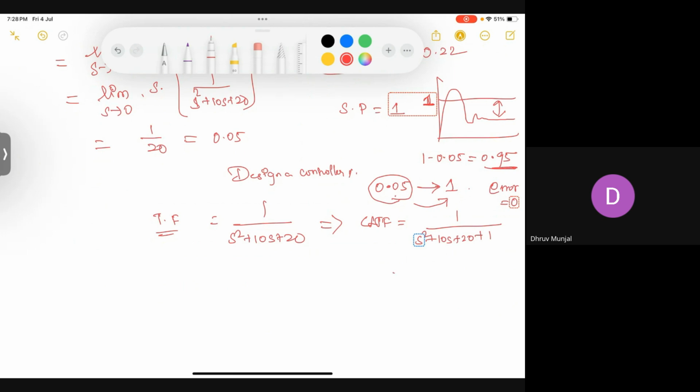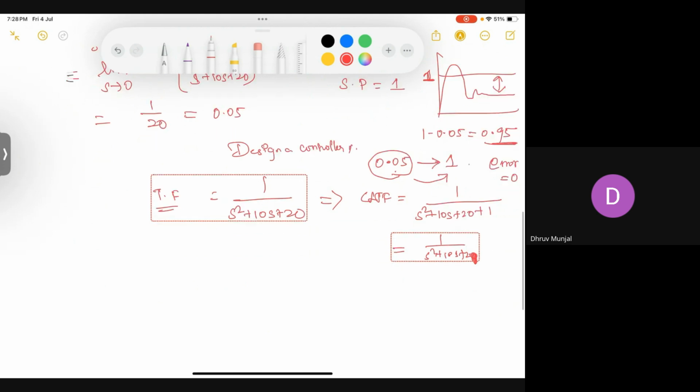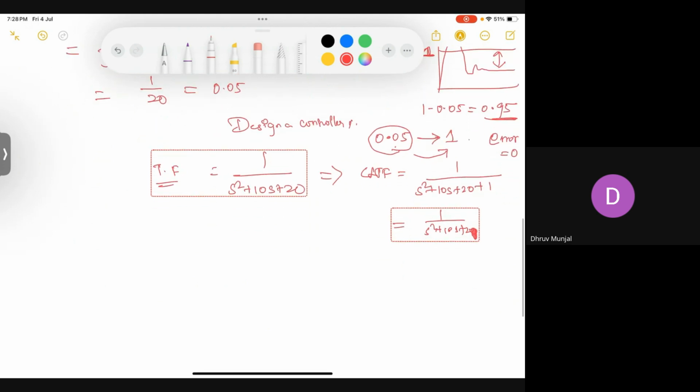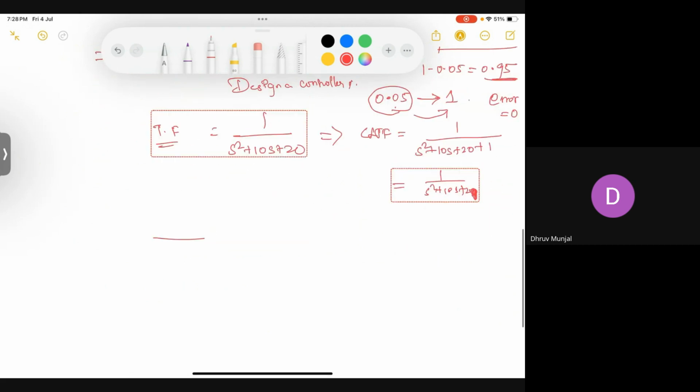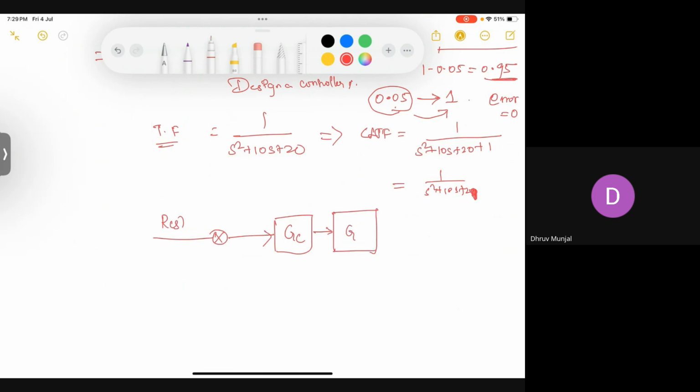Right? So this will become 1 by s square plus 10s plus 21. Instead of this, previously it was like this, R of s, G was there, but now I'm introducing a controller. I'm going to design a controller GC. I don't know about that GC yet, that I'm going to design. So just introducing those terms.